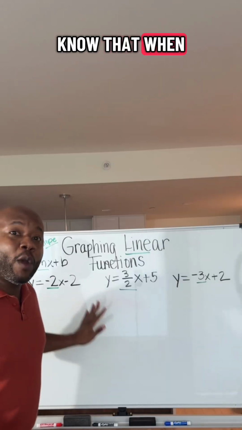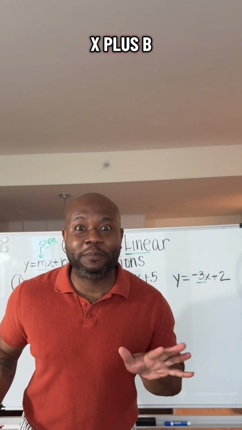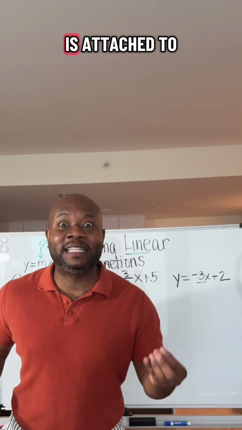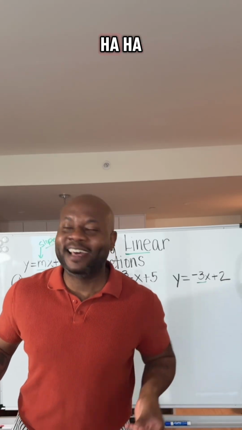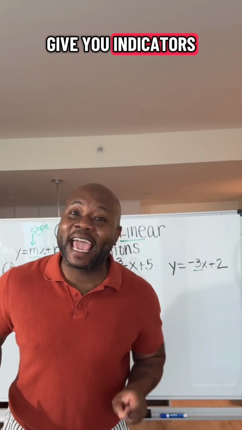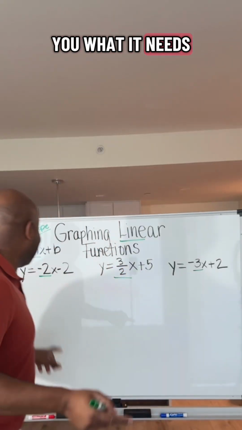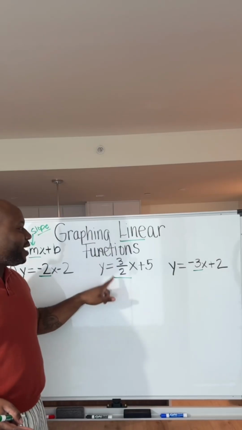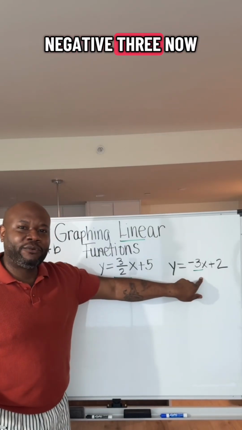How do I know that? When an equation is in y equals mx plus b form, the slope is attached to the x. The equation will give you indicators. It'll let you know. It'll tell you what it needs. So here, -2, 3/2, -3.